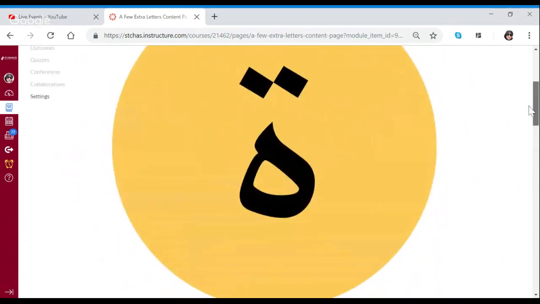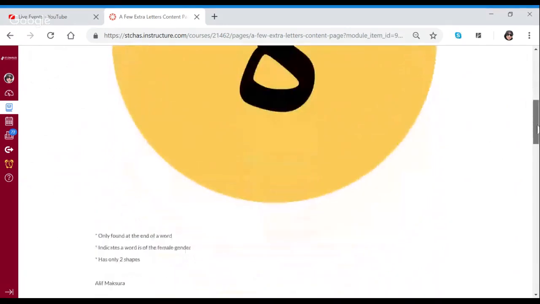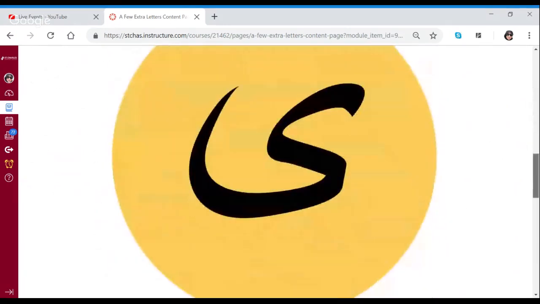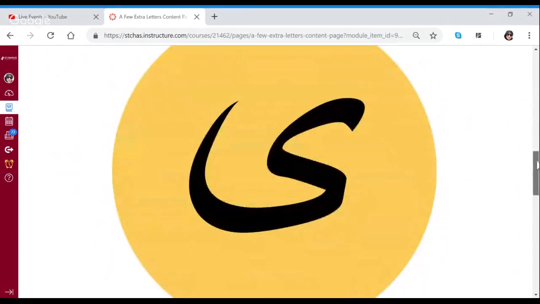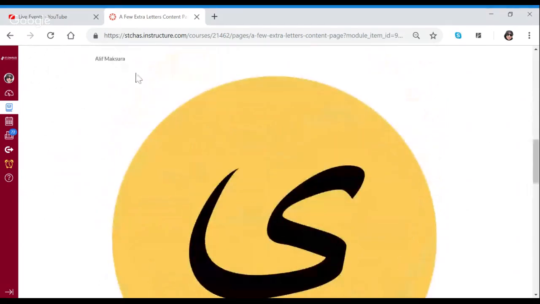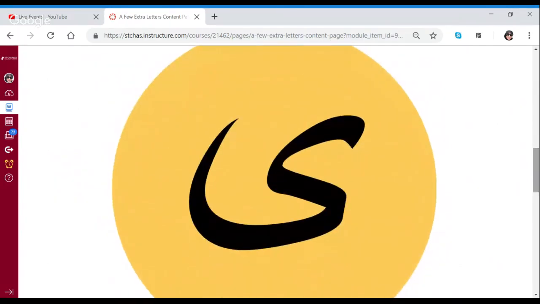Okay, let's go on to the next one. Now this one is called Aleph Maksura. Aleph Maksura means a broken aleph. What letter does this look like if you were just looking at it? It looks like a ya, but you'll notice that it doesn't have dots. And in fact, it's actually an aleph.